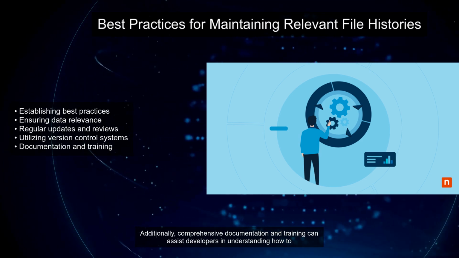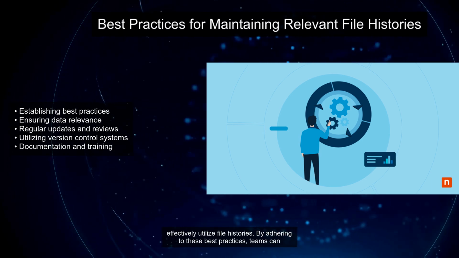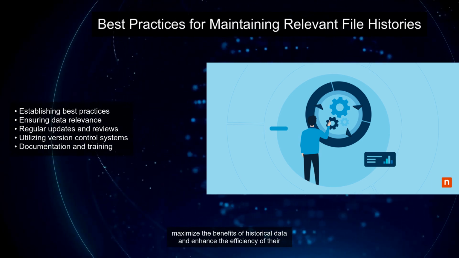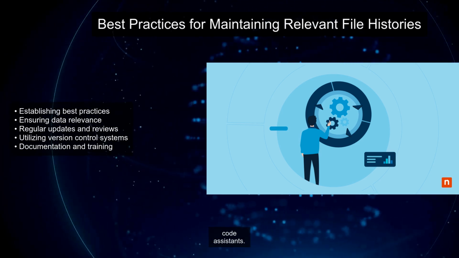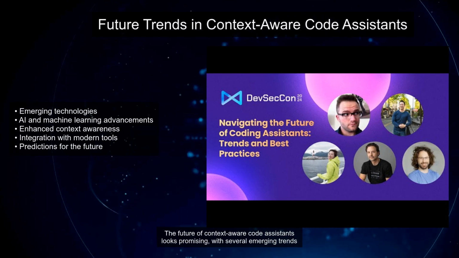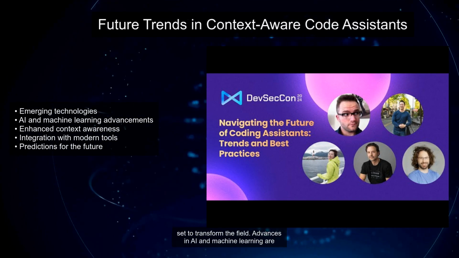Additionally, comprehensive documentation and training can assist developers in understanding how to effectively utilize file histories. By adhering to these best practices, teams can maximize the benefits of historical data and enhance the efficiency of their code assistance. The future of context-aware code assistance looks promising, with several emerging trends set to transform the field.